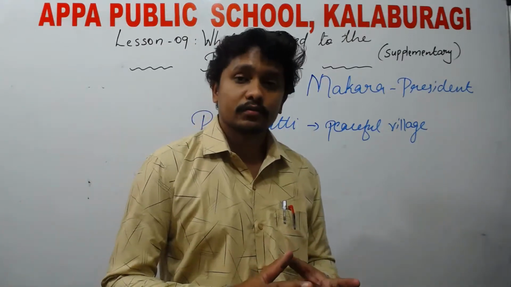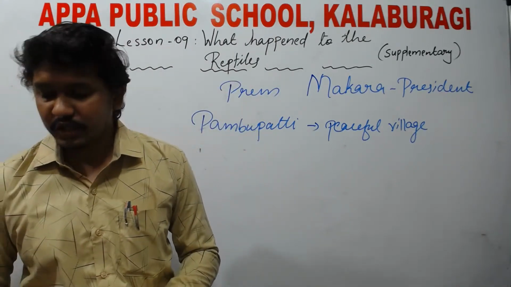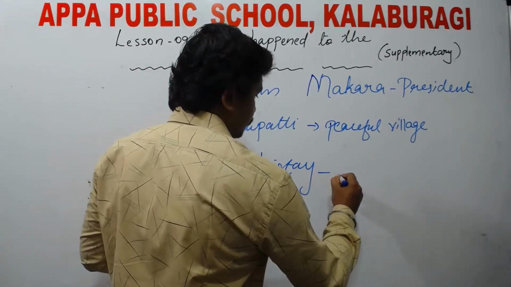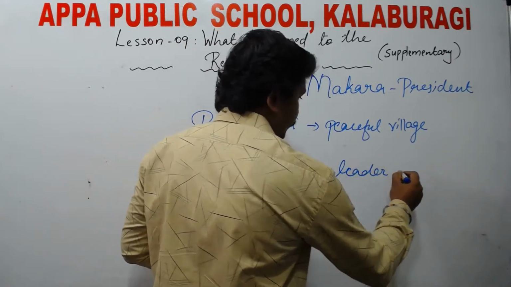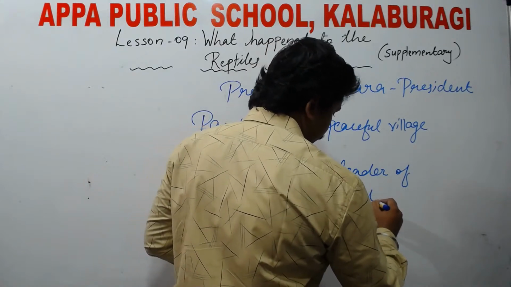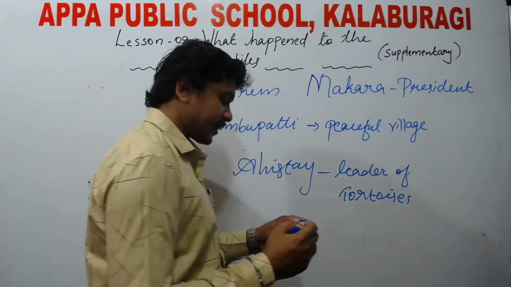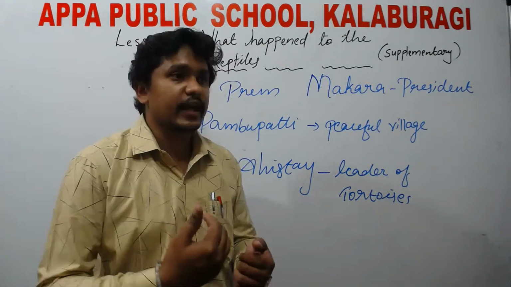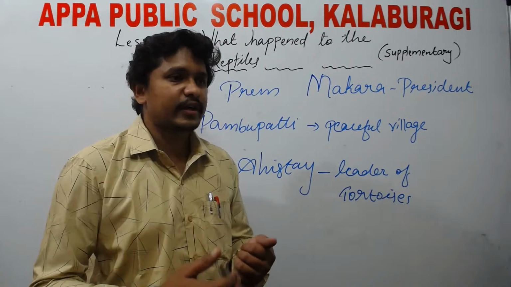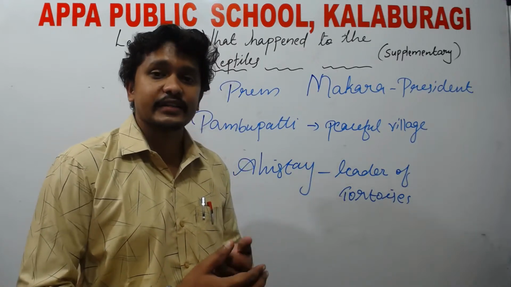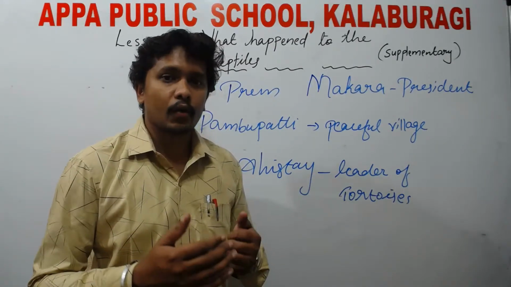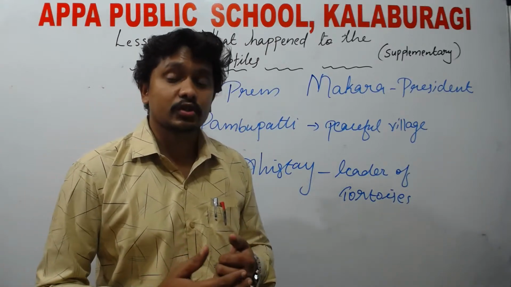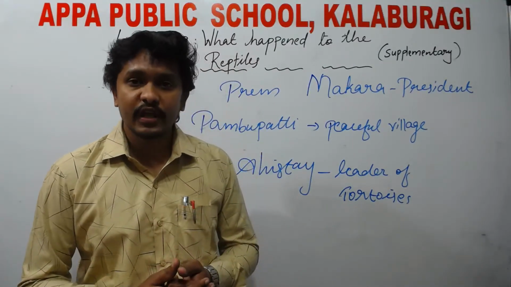So the leader of the tortoises was Ahiste. When he got the letter, he became very angry. How can they take this type of decision? How dare they tell us to leave the forest? But no one was there to go for the meeting, because Makara had already sent the notice that tortoises should not come for the meeting. They should go out of the forest.